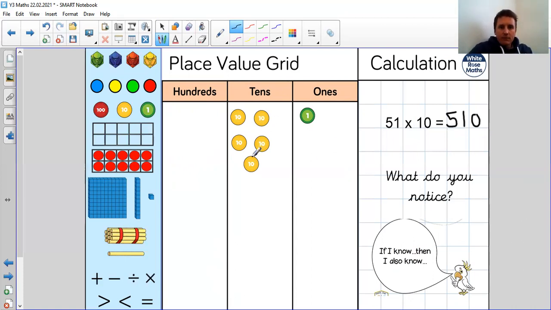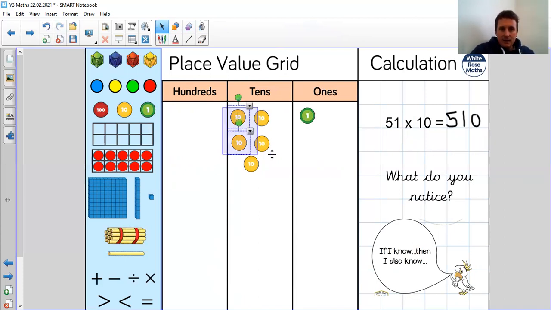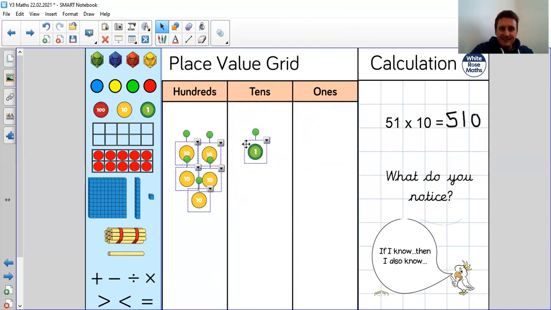Okay, so I've got the numbers here, 10, 20. I've got 51 in my place value grid. Okay, I'm going to multiply all of it by 10. All right, so let's see if that works. So I'm going to move all of my place value counters to the left. All right, whoa, they're spinning around. That's cool. How have we done that? Let's see if I can move them over this time. There we go.